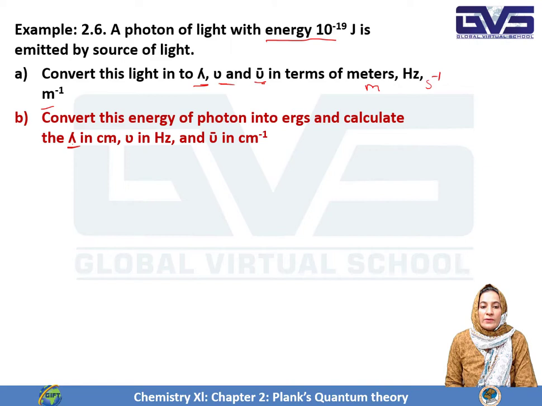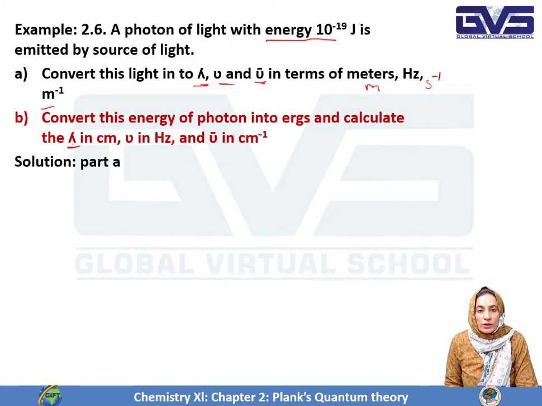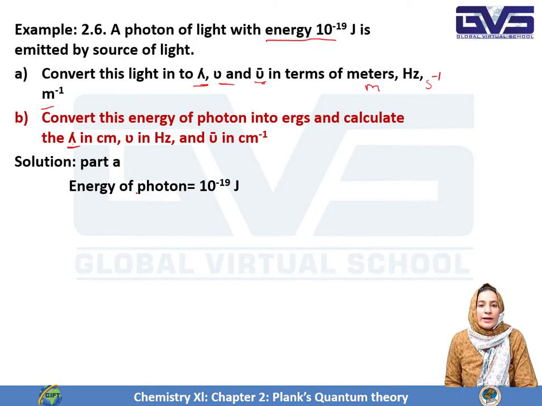Now you have to calculate wavelength in centimeter and frequency again in per second, and the wave number in per centimeter. First I will solve part 1 here, and I will explain part 2, but you have to solve part 2 for yourself. This will be a practice question. Part 1, first of all write the data.